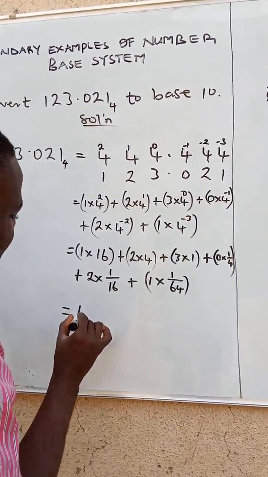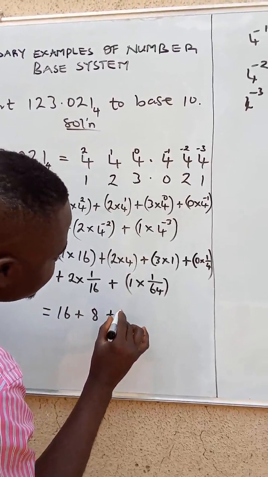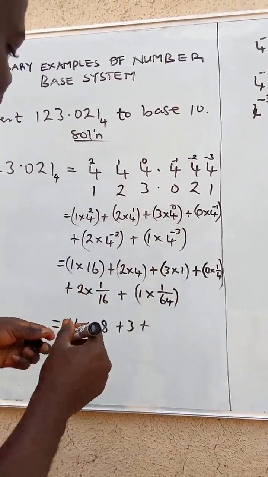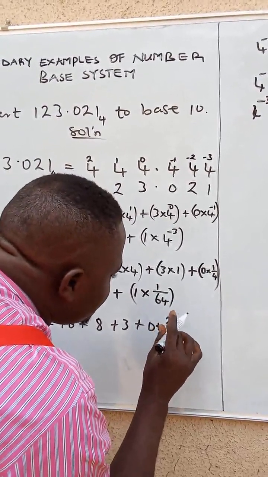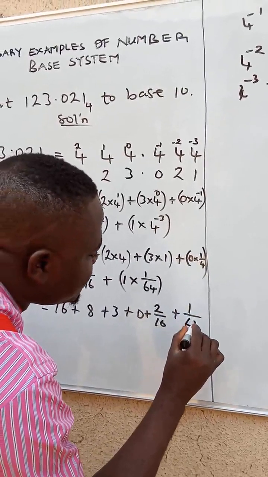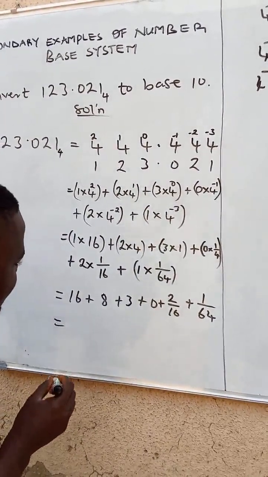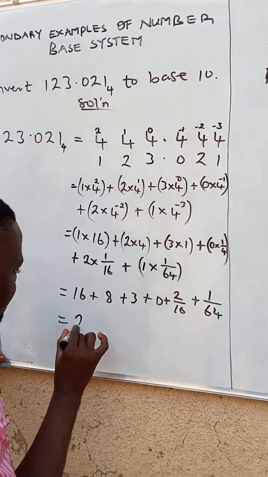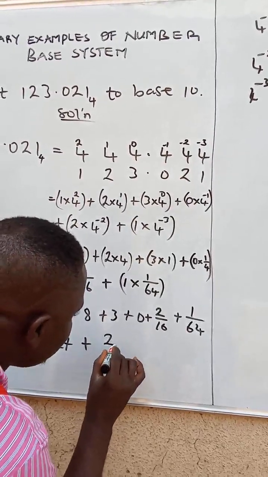1 times 16 is 16, plus 2 times 4 is 8, plus 3 times 1 is 3, plus 0 times this. Anything multiplied by 0 is 0. That is plus 0, plus 2 over 16, plus 1 over 64. Now this is the same thing as 16 plus 8. This is 24. Plus 3 is 27. 27 plus 2 over 16.